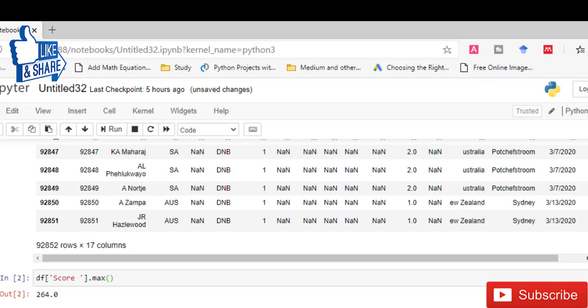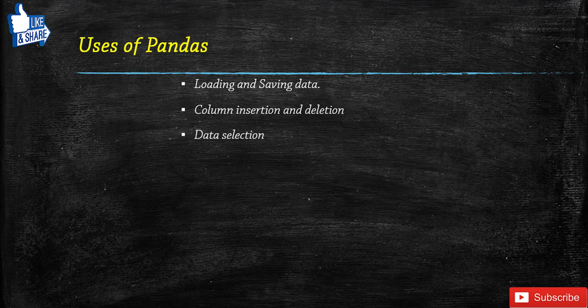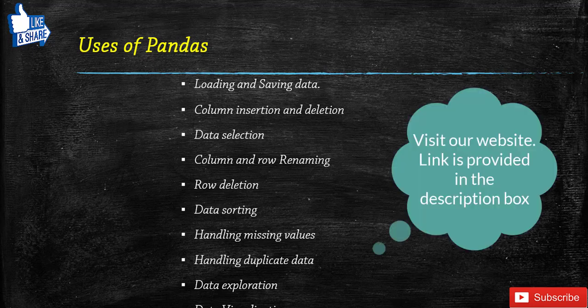Now, we will see some uses of Pandas. You can load the data and save the data. We can insert a new column or delete any existing column in the dataset. You can select or filter rows and columns. You can rename columns and rows in Pandas. You can also remove a certain row in the dataset. You can sort the data in ascending or descending order. Finding the missing values is very easy in Pandas. You can solve the problem of duplicate values. For data scientists, it is most important to understand the dataset, and Pandas will help to explore it. You can also visualize the data.